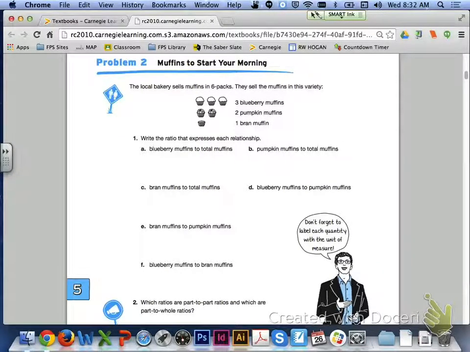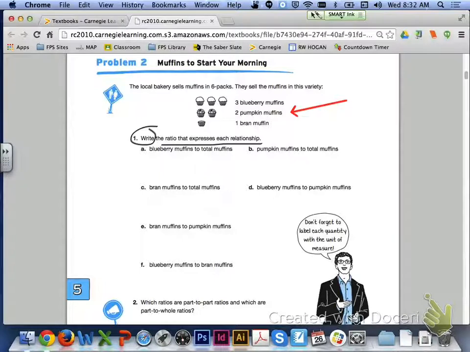Let's go ahead and move to page 310 and take a look at problem 2, muffins to start your morning. It says that the local bakery sells muffins in 6-packs. They sell the muffins in this variety. So you have 3 blueberry muffins, you have 2 pumpkin muffins, and you have 1 bran muffin. Number 1 says to write the ratio that expresses each relationship. So go ahead and do letters A through F with your group members.